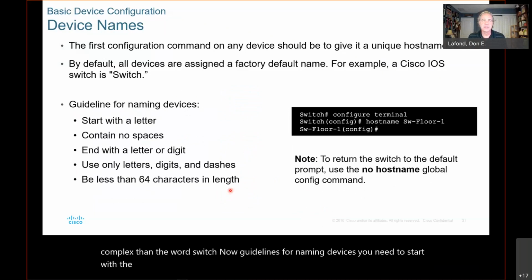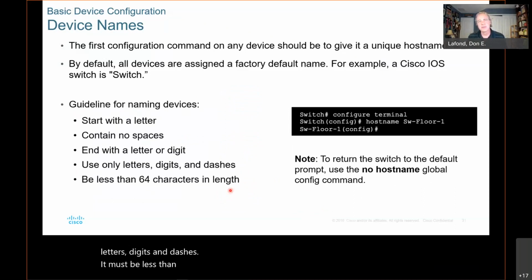Now, guidelines for naming devices: you need to start with a letter. It cannot contain any spaces. You end with a letter or digit. You use only letters, digits, and dashes. It must be less than 64 characters.